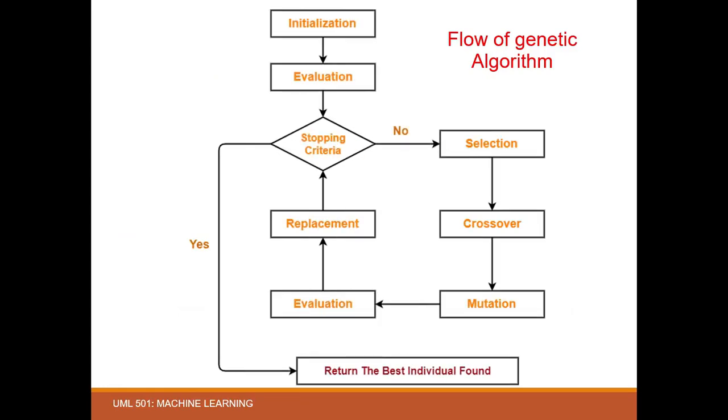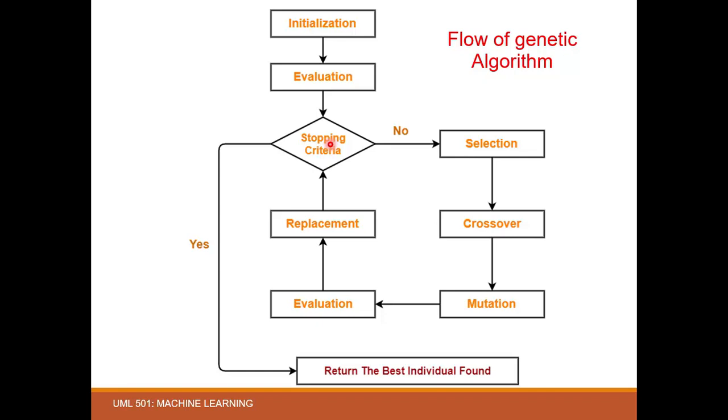So this is the detailed flowchart. Let me explain each step one by one. First of all, initialize your population. This is the step which every genetic algorithm must follow. It will consist of the set of probable solutions to your problem. Then you have to calculate the fitness value of each element of your population set. Now you have the fitness values. Now you have to check the stopping criteria.